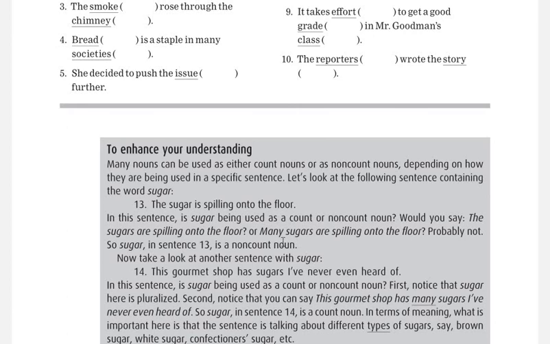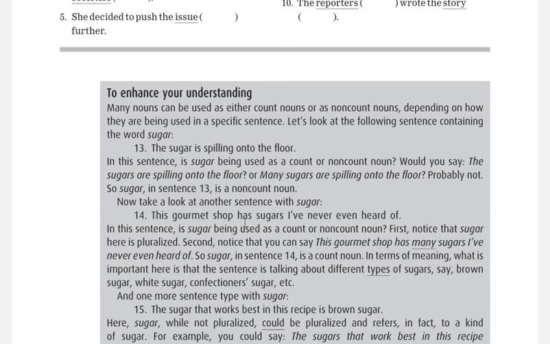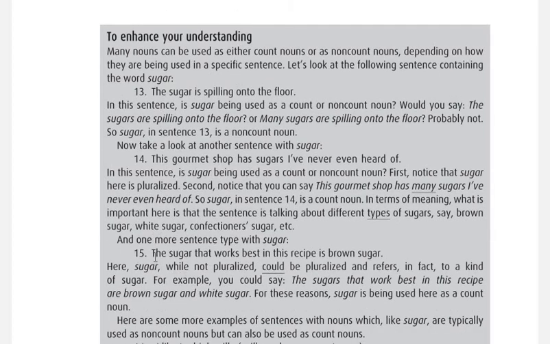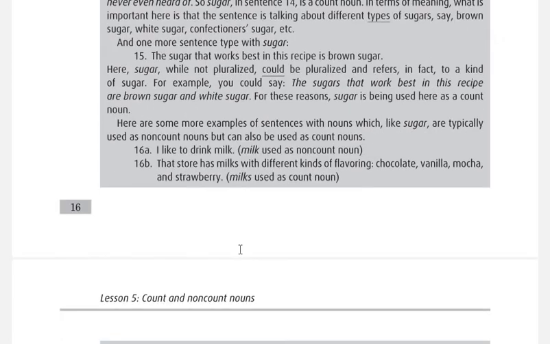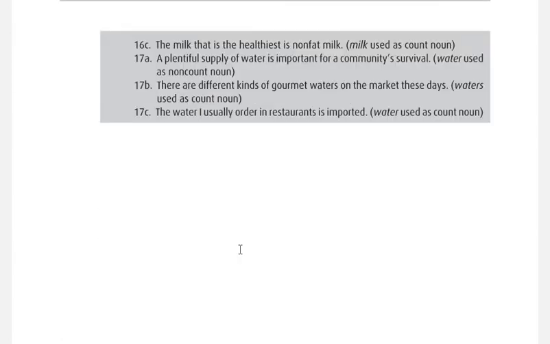Some other understanding is there. Sometimes the same noun can be used as a count and also as a non-count noun, as countable and uncountable. Like in this number 50: the sugar that works best in this recipe is brown sugar. It means there are other types of sugars also, like white sugar and brown sugar, and we are suggesting that brown sugar can work the best. So all these examples are here.